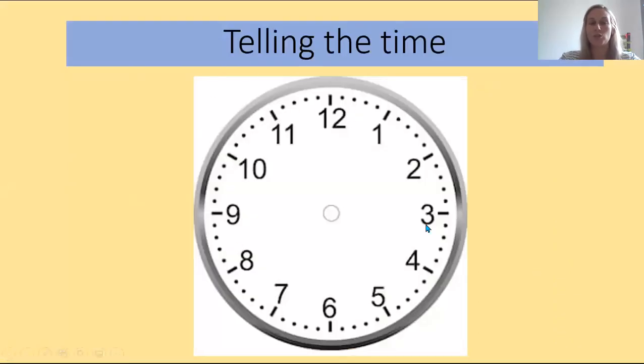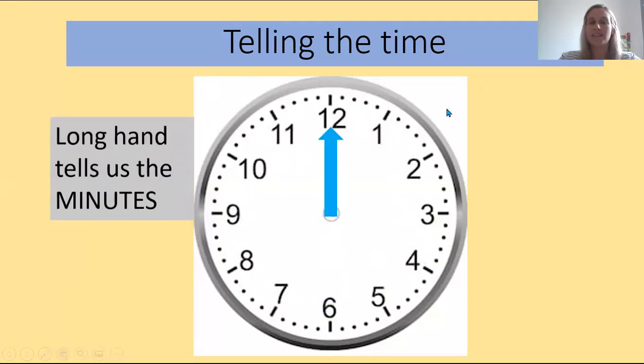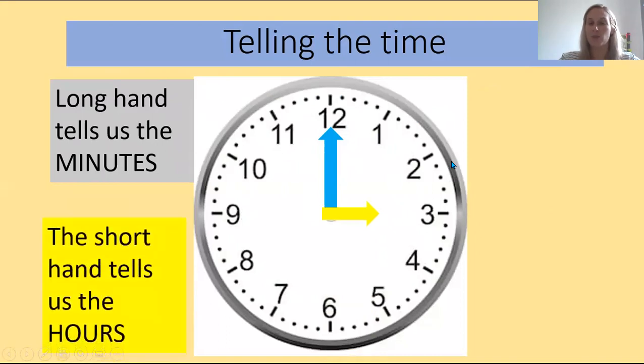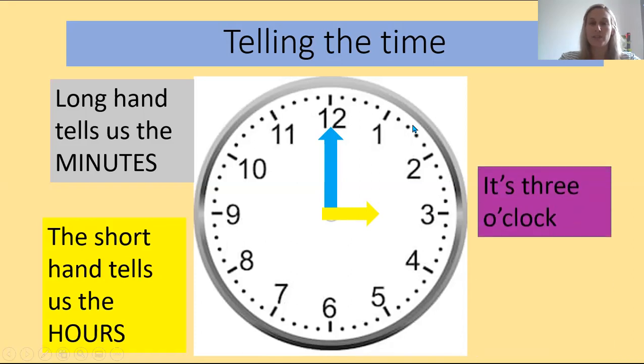Telling the time. So remember, this is an analog clock. It has a face, and at the moment, it doesn't have any hands. Now, this hand, the long one, tells us the minutes, okay? This long hand tells us the minutes. The short one tells us the hour. We know already that when the minute hand is facing the 12, we call this o'clock, and the hour is pointing at 3, so it's 3 o'clock.